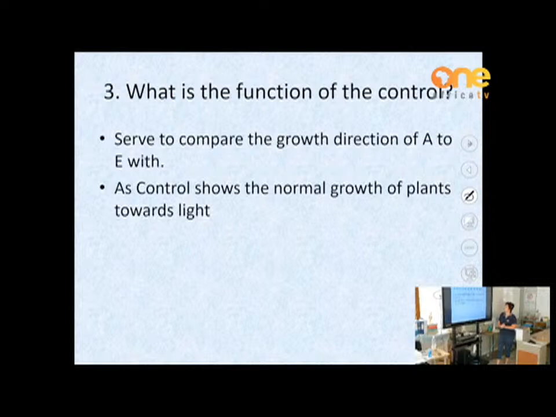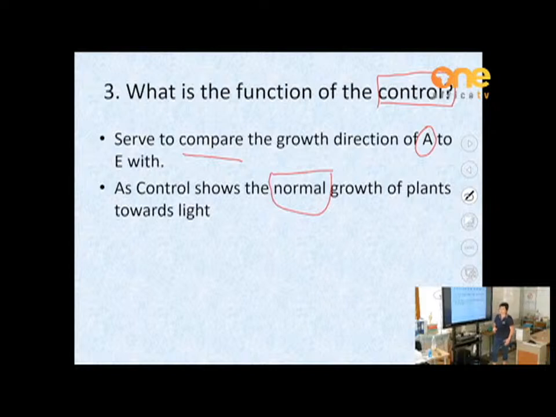Let's quickly revise. What is the function of the control? The control that we had there on our first slide is to serve as a comparison, a plant that has its cap and its tip not removed and light from one side, compared to all the other conditions from A to E, whether I remove the tip or put a barrier in between. The control shows the normal growth of a plant. So we always try to have the normal conditions in the control. And what I want to experiment on or test, I will change.